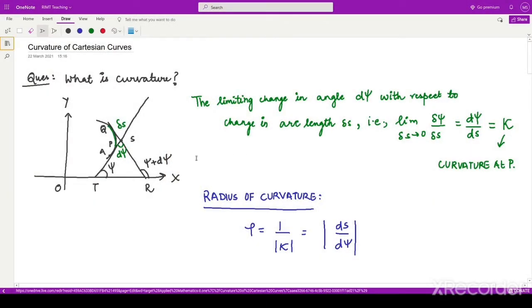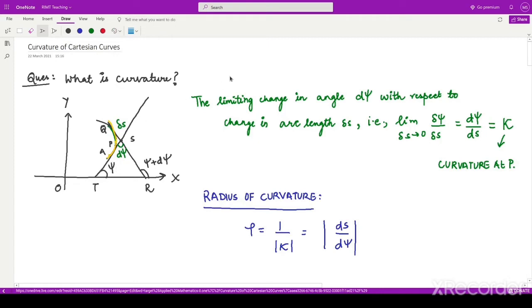Let's discuss curvature now. So what is curvature? What do you understand by curvature? Curvature is how much your given curve is curving over time. Suppose this is your curve, some curve which is given to you. And this point is A, this point is P, this point is Q.